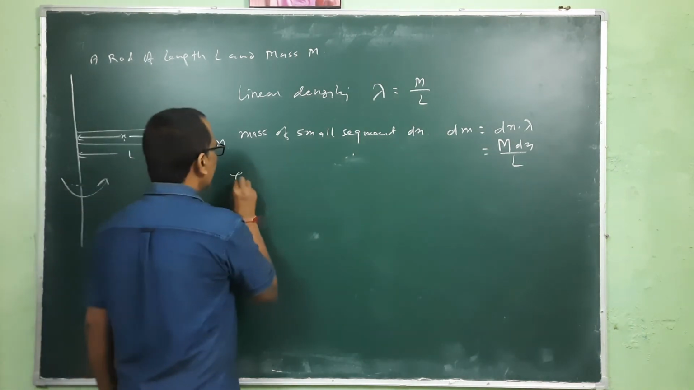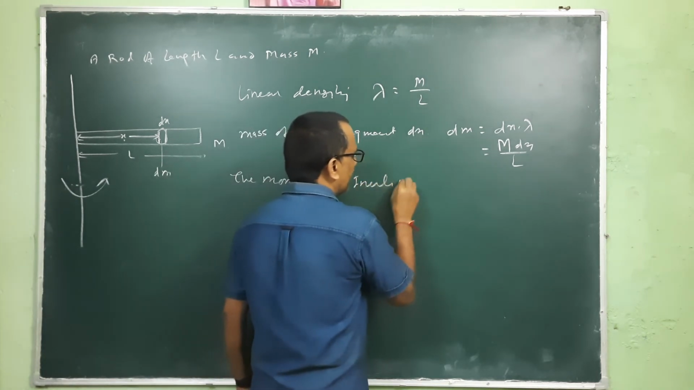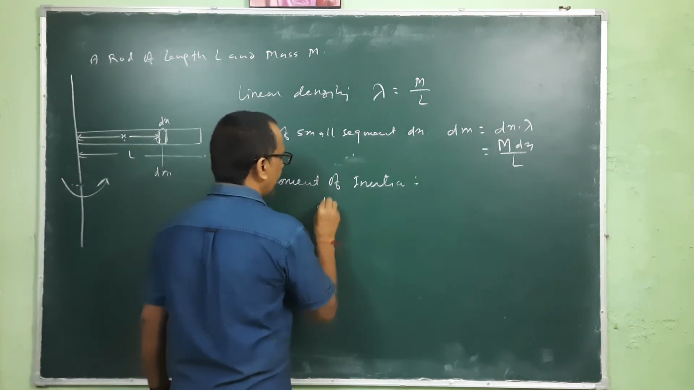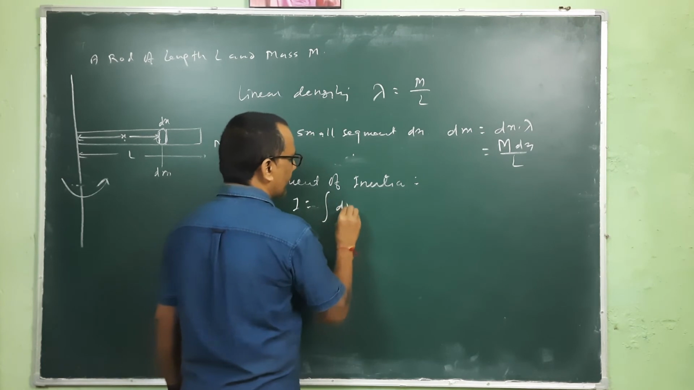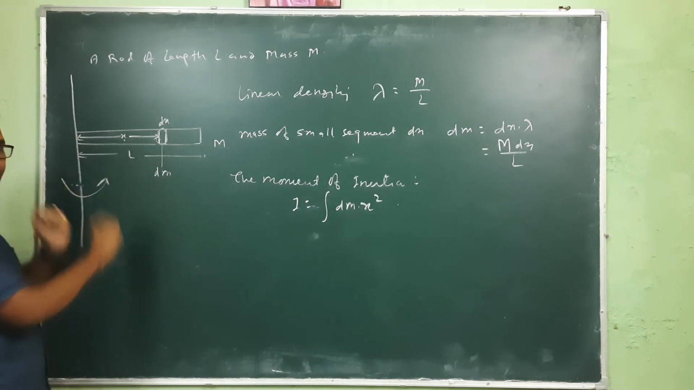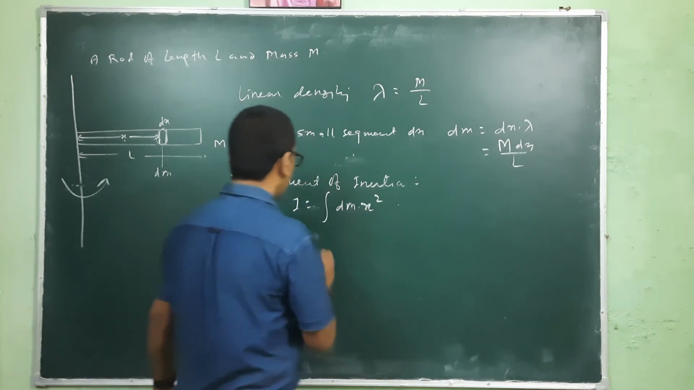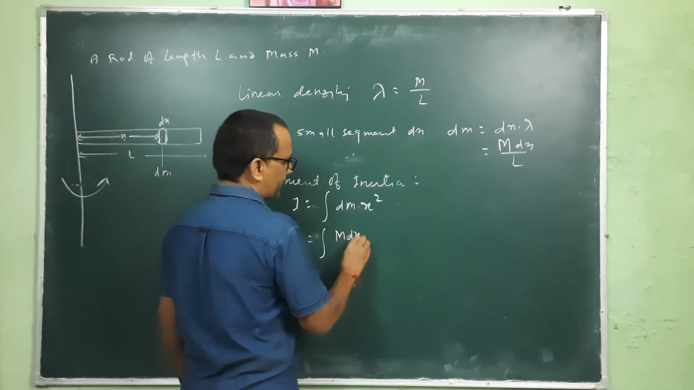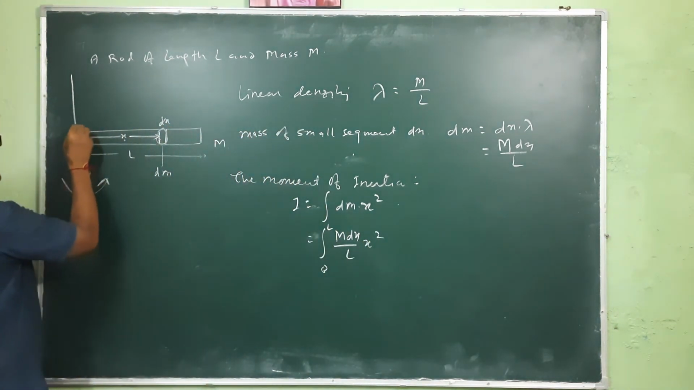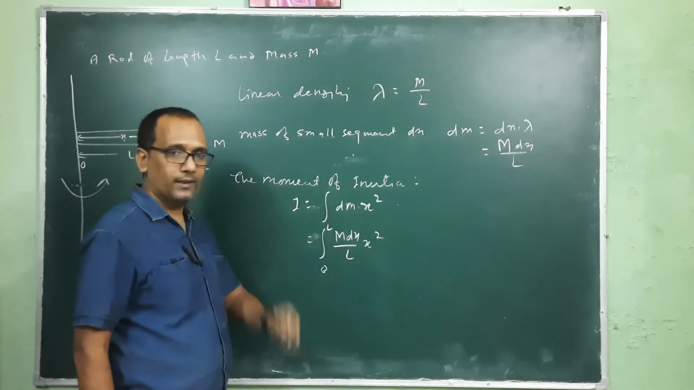So the moment of inertia about its axis of rotation, I, is equal to the integration of dm multiplied by x square, because this dm is at the position of x. So the mass is dm, position is x. Now we will put this dm from here. So this is M dx by L times x square, from 0 to L. If this end is taken as 0 and this is L, then the limit will be from 0 to L.